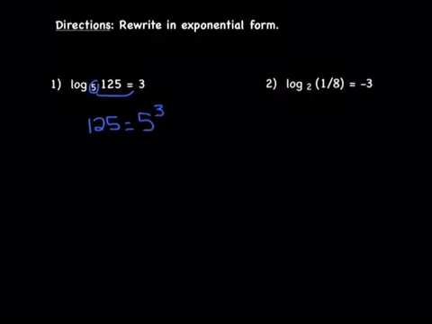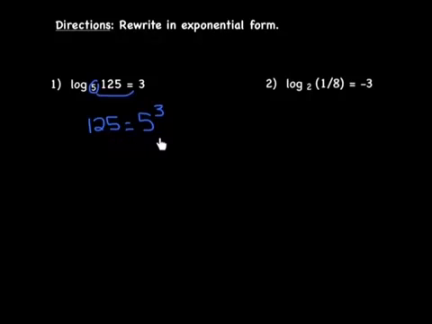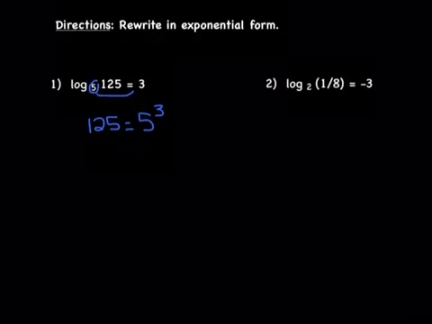All right, and you'll notice here, there's nothing to solve. We didn't have any variables to start with. I'm just taking this log equation and rewriting it in an equivalent exponential form. And this is a true statement. 5 to the third is equal to 125.